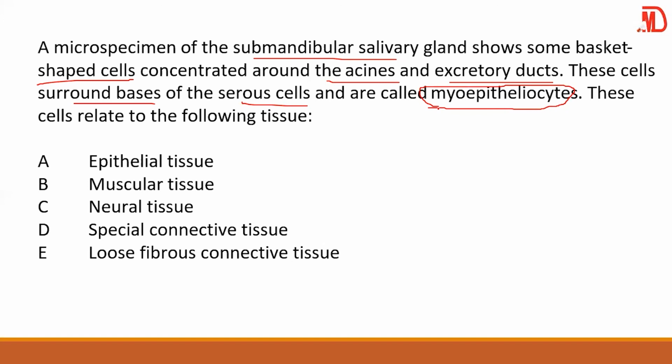So we call them the myoepitheliocytes or the myoepithelial cells. And the word myo means muscle. So we are talking about muscular tissue. So these are muscular tissues. So the answer is B. All right.